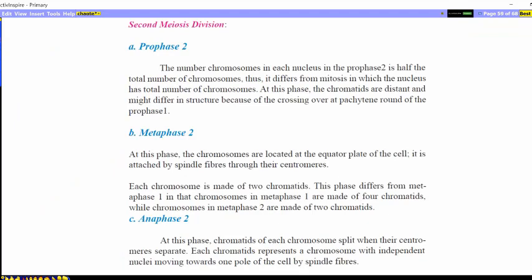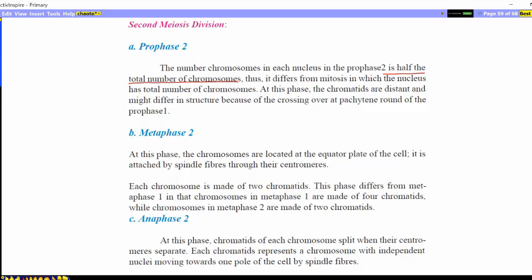Second meiosis, prophase 2. When we study the second meiosis, as we start, we're going to compare it with the previous one, meiosis 1. The number of chromosomes in each nucleus in prophase 2 is half of the total number of chromosomes, while in prophase 1 it is the total number of chromosomes. Reason? Because in anaphase 1, homologous chromosomes separate. It differs from mitosis, in which the nucleus has the total number of chromosomes.